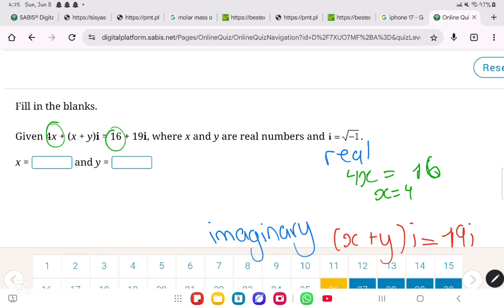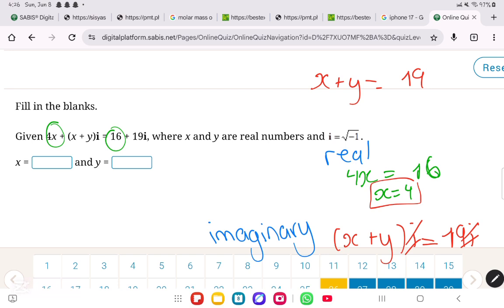So now that you have the imaginary numbers next to each other, you have x plus yi is equal to 19i. So what are we going to do? We're going to cancel the i from both sides. And we'll be left with what? We'll be left with x plus y is equal to 19. And we found x previously. What is x previously? It is 4.